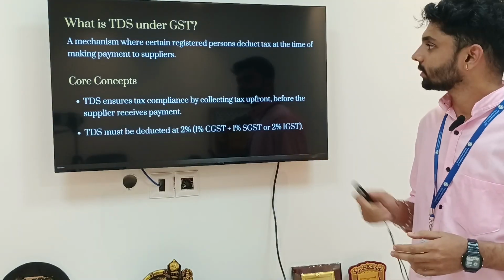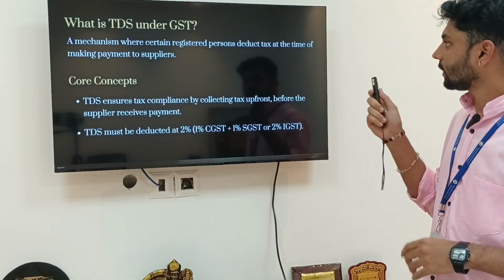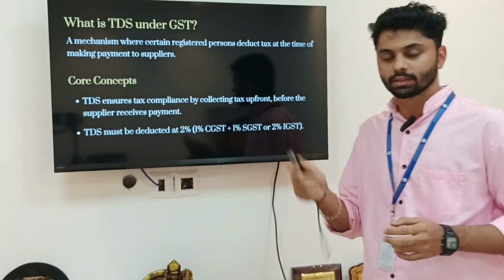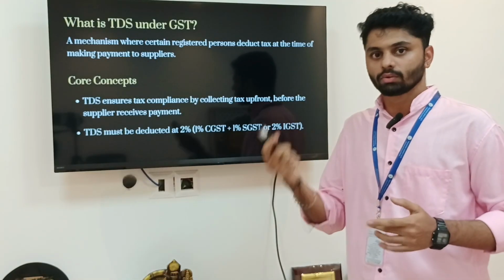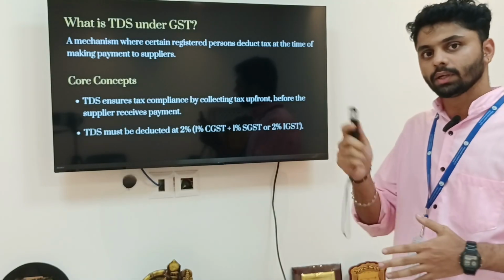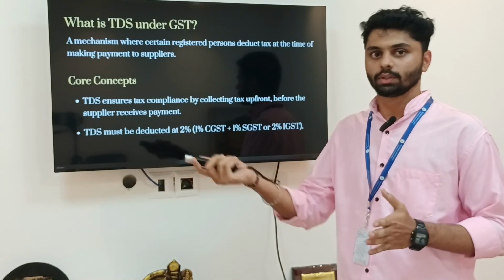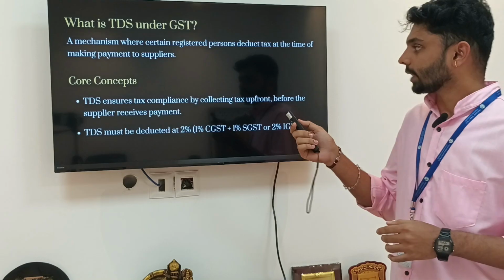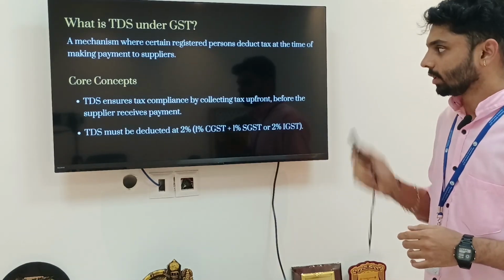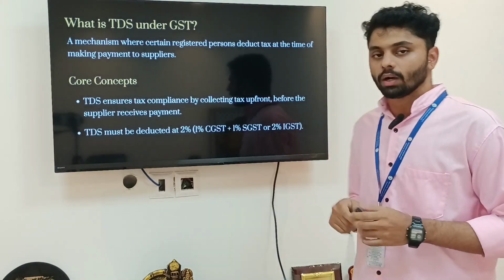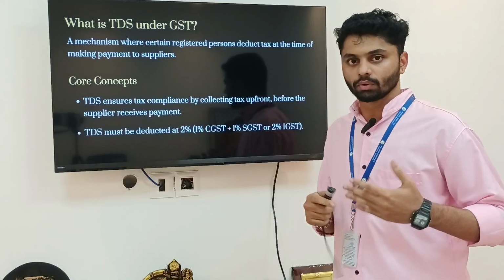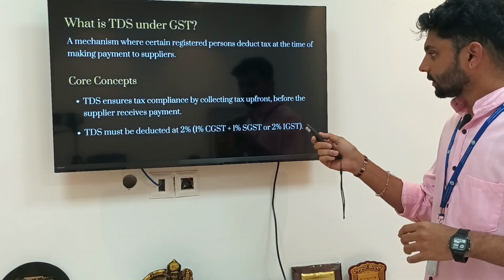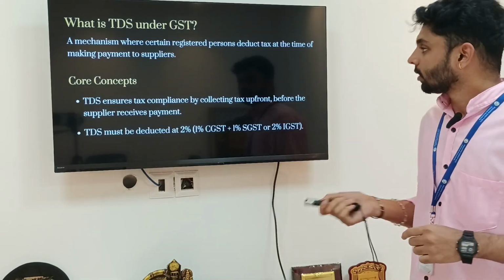What is TDS? TDS is the mechanism where certain registered persons deduct tax at the time of making payment to suppliers. So when the supplier makes his supply of, let's say, goods or services, the recipient deducts a certain portion of tax and deposits it to the government. The core concept is it ensures tax compliance by collecting tax upfront before the supplier receives payment. It helps in tracking the transactions of goods and services. So the rate is 2%, that is 1% CGST and 1% SGST.